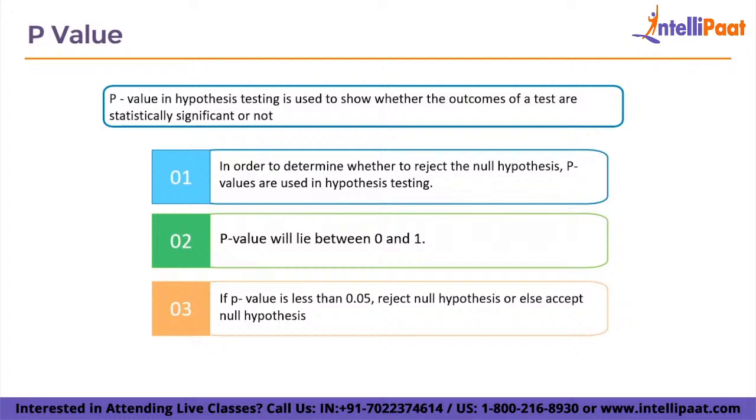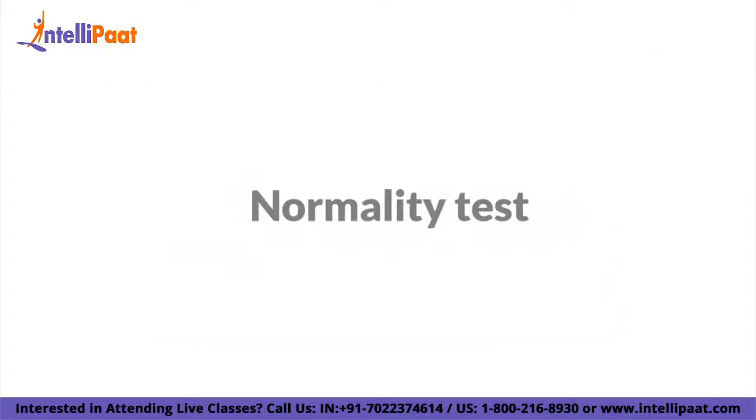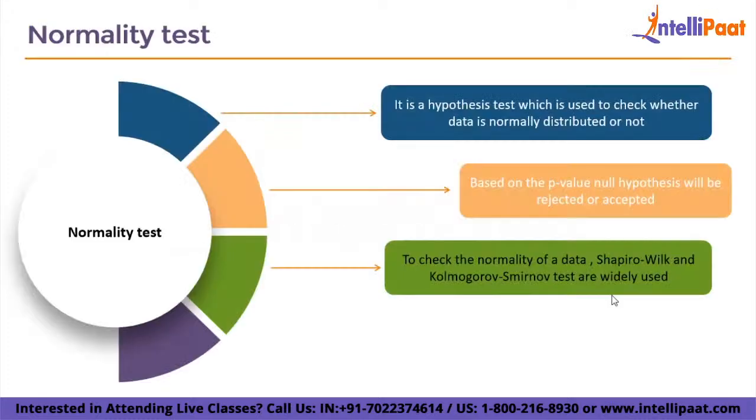After understanding the p-value concept, we will perform tests like normality test and t-test, and you will see that with the help of p-value, we will accept or reject the null hypothesis. Alright guys, so after understanding what is p-value, now let's learn about normality test. The normality test is a hypothesis test which is used to check whether your data is normally distributed or not. So once again, here we will take the null hypothesis as that your data is normally distributed, whereas your alternate hypothesis will be the data is different from the normal distribution.